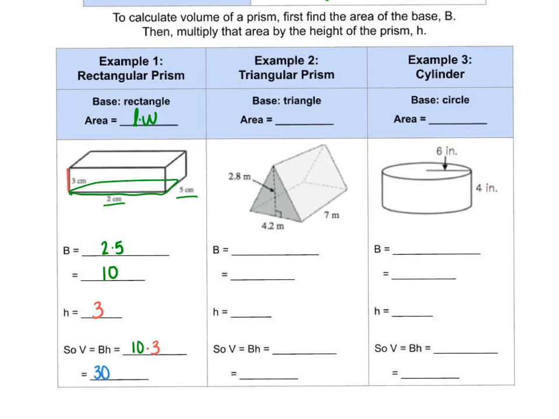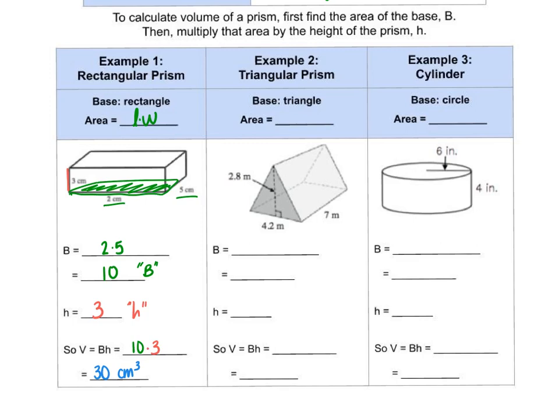And remember, units for volume are cubed. So 30 centimeters cubed. As a recap, I found the area of this base first. So 2 times 5 would be 10. That's my capital B. The height of that prism would be 3 centimeters, so that was my H, and multiplying those two together gave me the volume. Next up, we have a triangular prism.